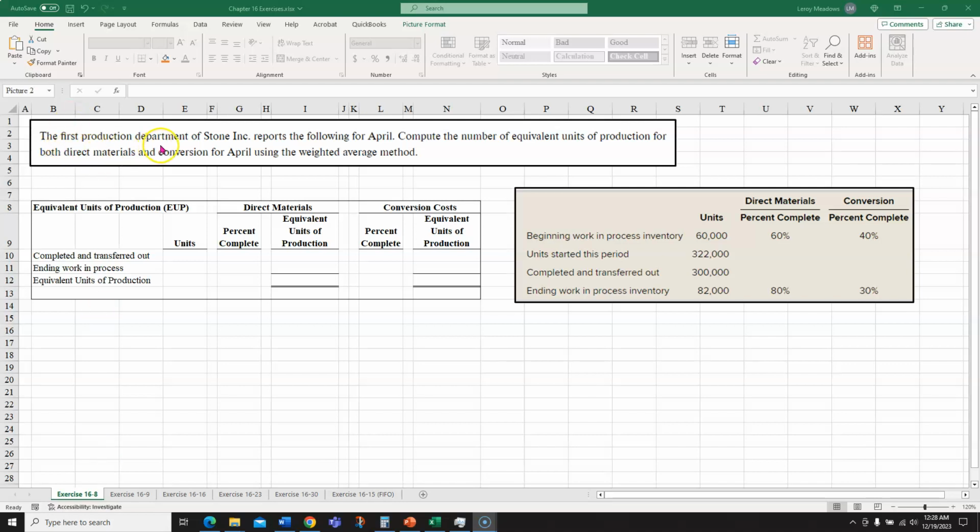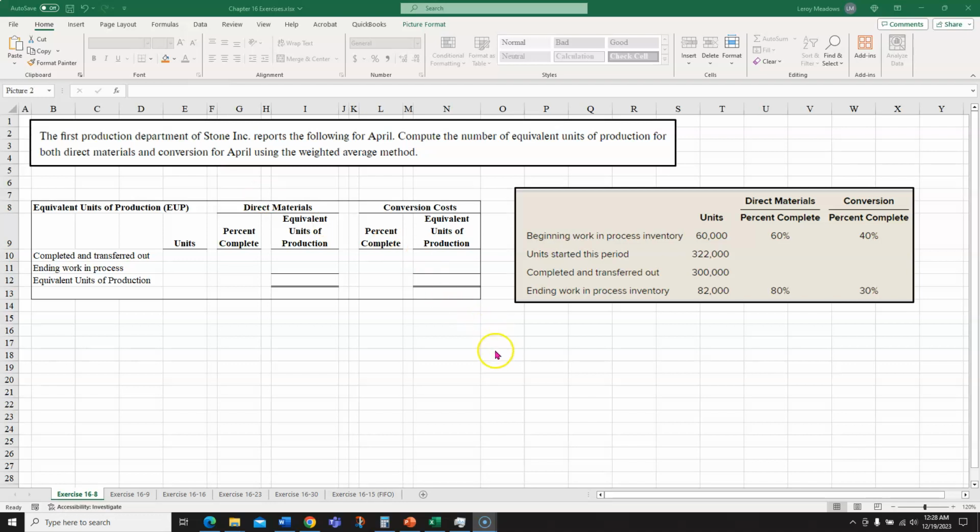The first production department of Stone Incorporated reports the following for April. Compute the number of equivalent units of production for both direct materials and conversion for April using the weighted average method. So we need to compute the equivalent units of production for both direct materials and conversion for the month of April.